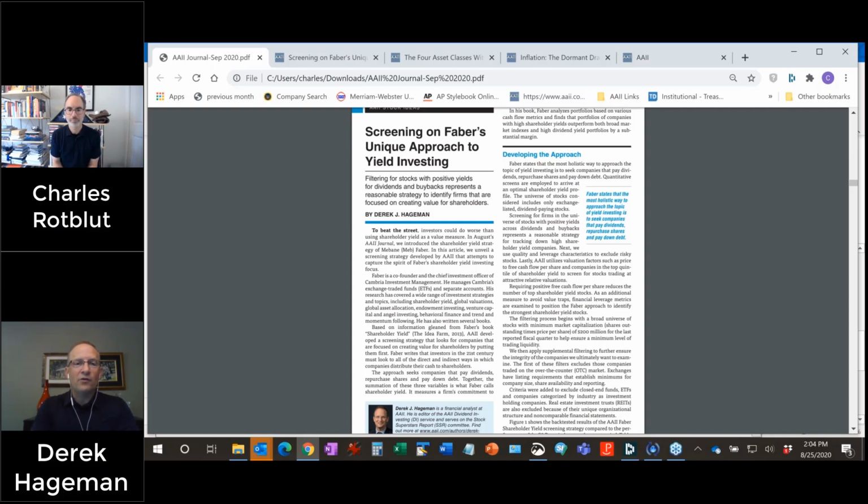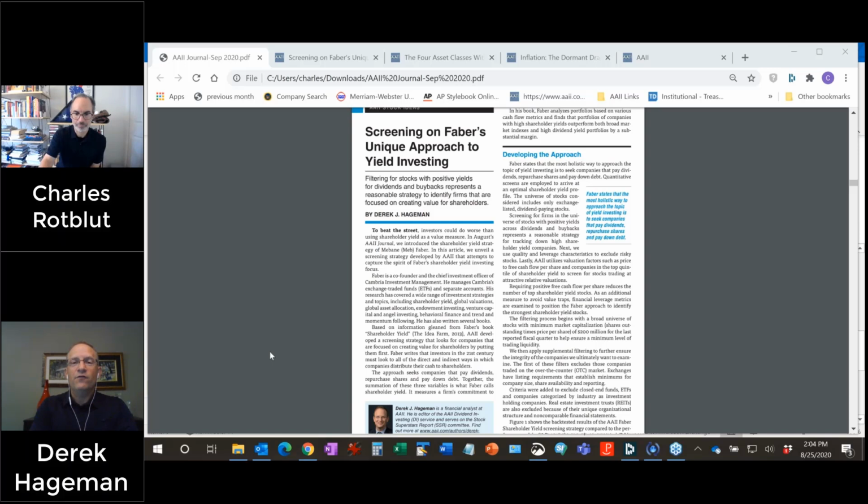So let me just walk through the article. I'm starting on page 7. Again, it's based on information taken from Faber's book, Shareholder Yield. In a nutshell, the approach seeks companies that pay dividends. That's what originally caught my interest. But it also looks at companies' share repurchases and then the pay down of debt. Together, the summation of these three variables is what Faber calls shareholder yield. It tries to capture and measure a firm's commitment to shareholder-friendly practices.